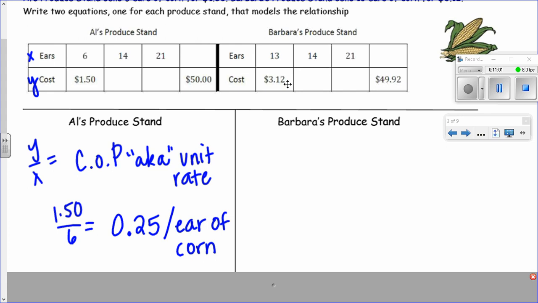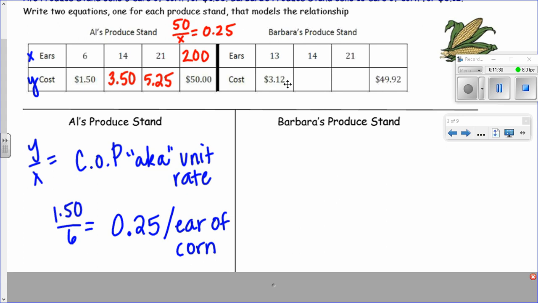Okay, now you can unpause it, and you should have gotten that 14 times 25 cents per ear of corn is $3.50, and then I can get 21 ears of corn for $5.25. Now, to get the $50 one, it's 50 divided by the ears gives me 25 cents. So you actually have to multiply those two numbers, and you will get a lot of ears of corn, 200. I hope that you're getting the hang of this.